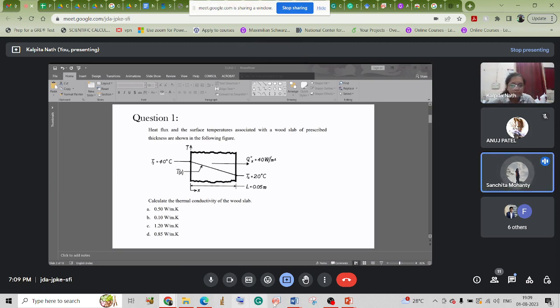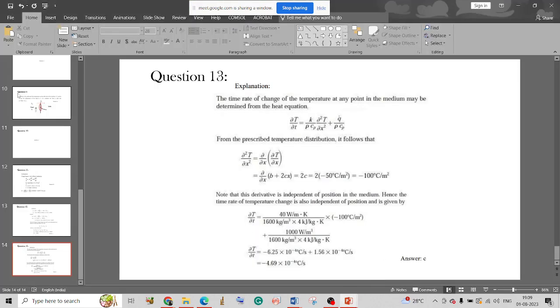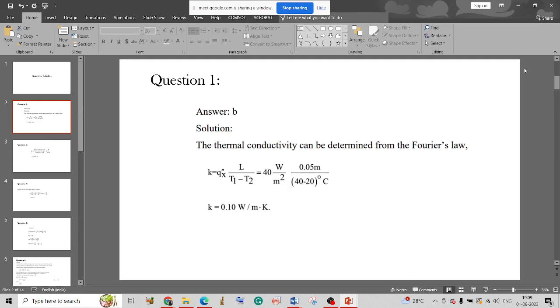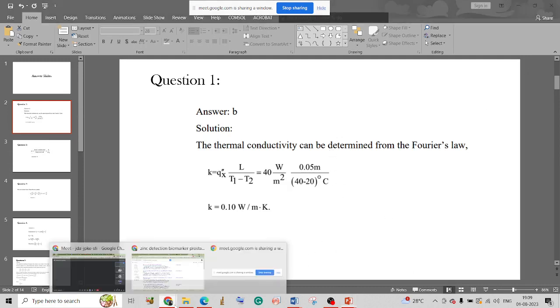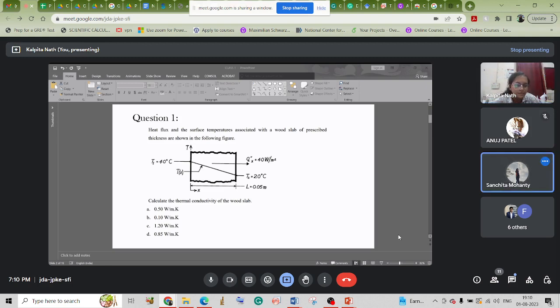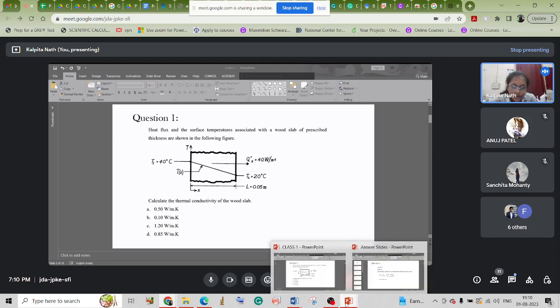Ma'am, is the answer option B? Okay, let me check. Yes, option B. Anyone else? Yes, option B only. Just tell me which law is applied here. Ma'am, Fourier's law of heat conduction. Okay, sure. So we'll proceed towards the solution now.